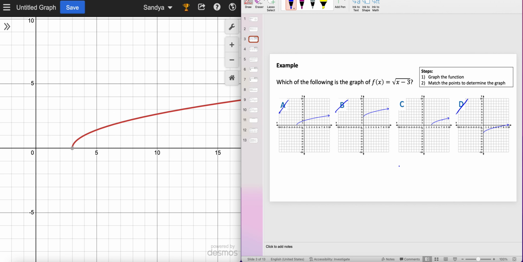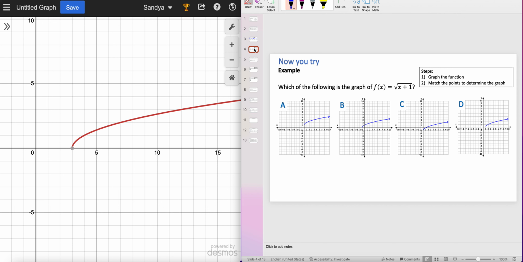Okay, so that's how you can use Desmos to figure out a graph given an equation. Now you can try this example on your own. Go ahead and pause the video and then try this example.